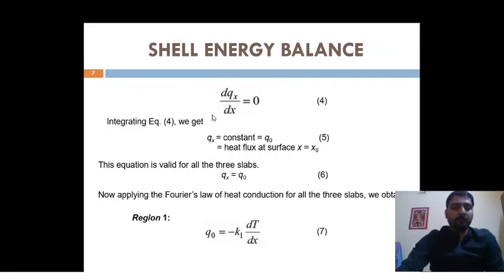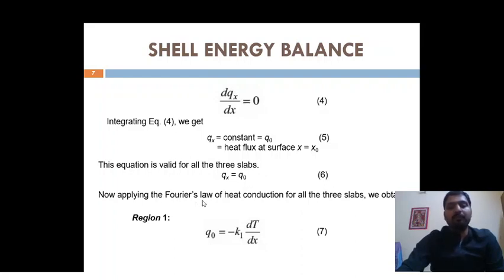Now on integration, we get a constant flux value, because qx depends on x, and on integration the 0 becomes a constant, denoted by q naught. The q naught is the flux at surface x naught, because we already studied in heat transfer that the flux at all the surfaces is constant and has the same value, so it is denoted by q naught. So the equation is valid for all the three slabs, that is substance 1, substance 2 and substance 3. So the flux is constant, that is qx is equal to q naught, which is denoted in equation number 6.